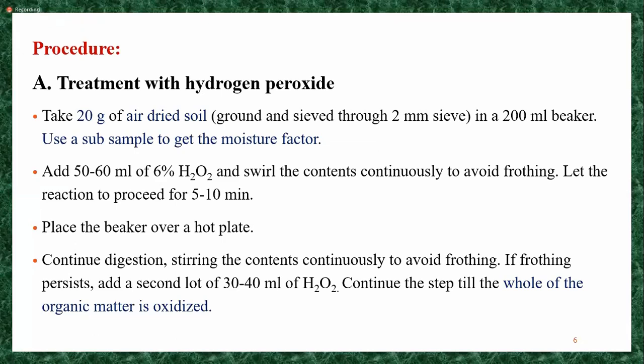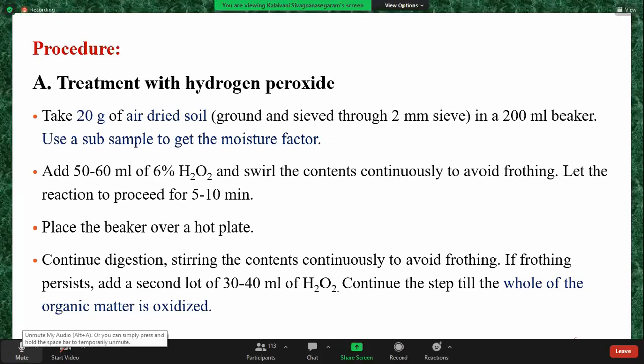So this is the first treatment. First, we have to remove the organic matter that is present in the soil. For that you have to add 6% hydrogen peroxide. Okay, so are you clear about this procedure? Please note it down. So what is the purpose of adding hydrogen peroxide?